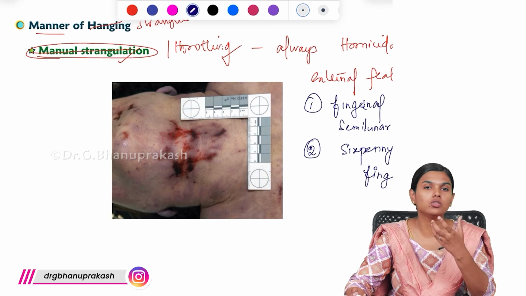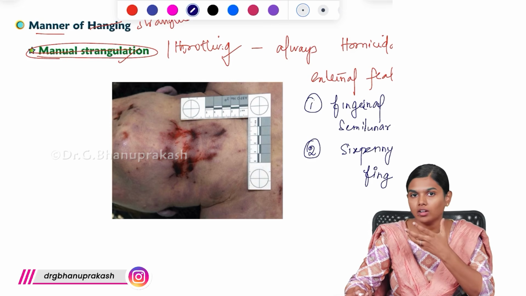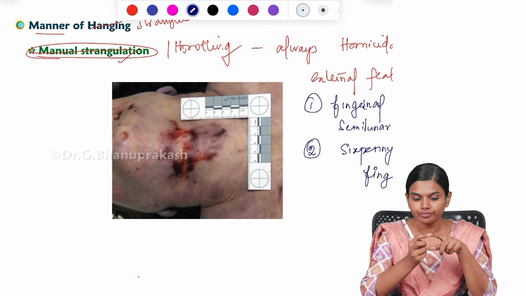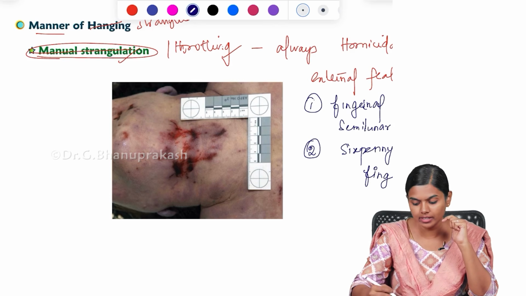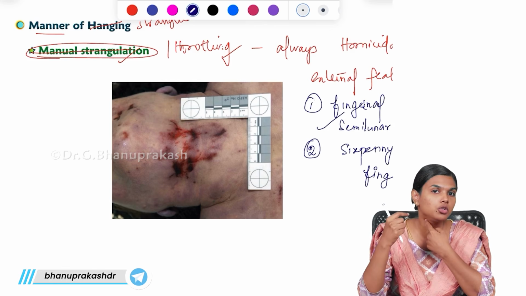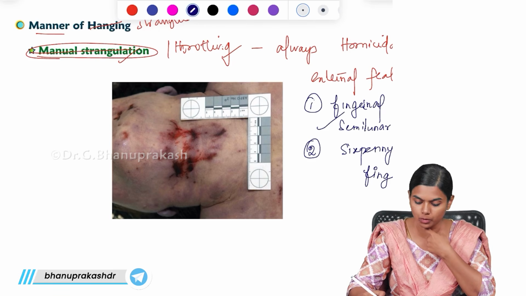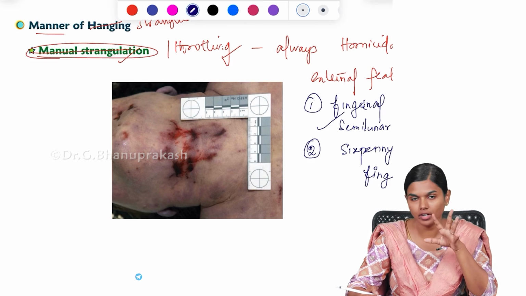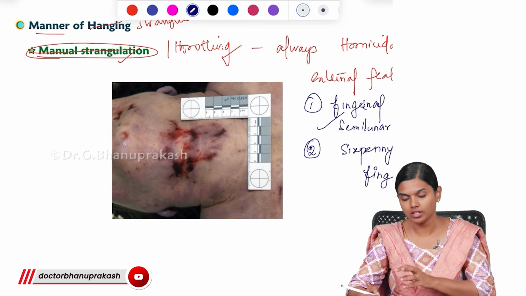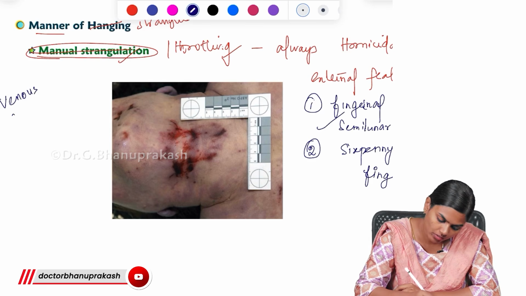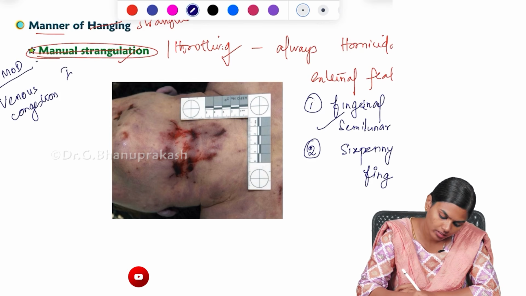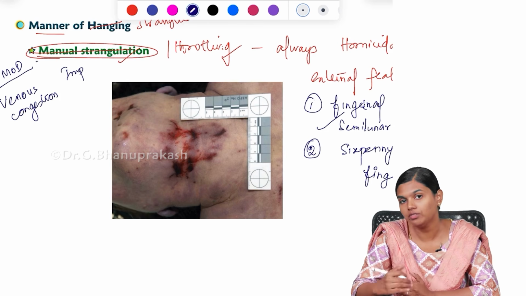So when someone is using their hand to constrict the neck, to strangulate, what happens? The finger pad will dig in. Because of this, if there is a nail, the nail will result in these semilunar abrasions, and the finger pad will push further and result in these bruises. So these two findings are very important in case of strangulation. Strangulation mainly causes death by venous congestion. Venous congestion is the most important mechanism of death in strangulation.